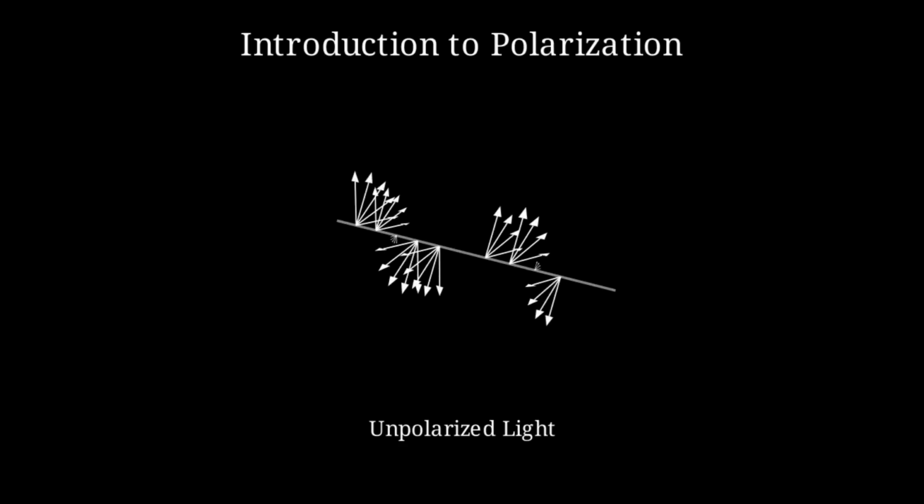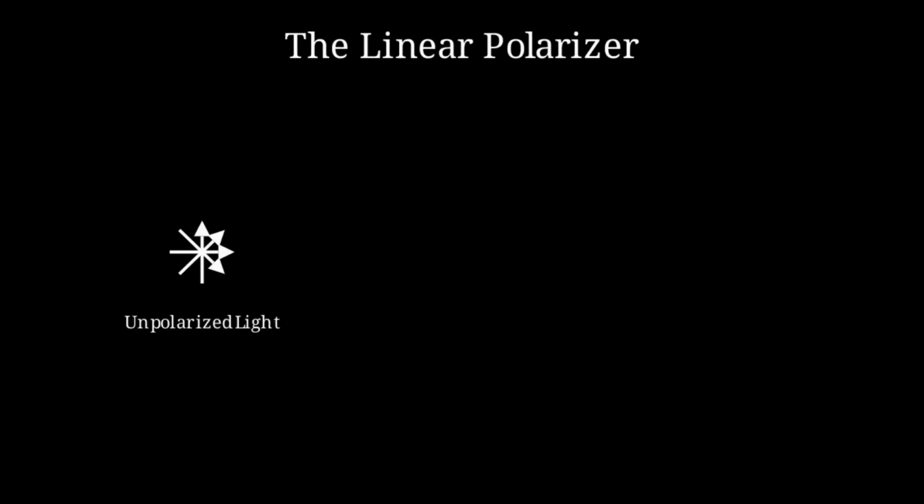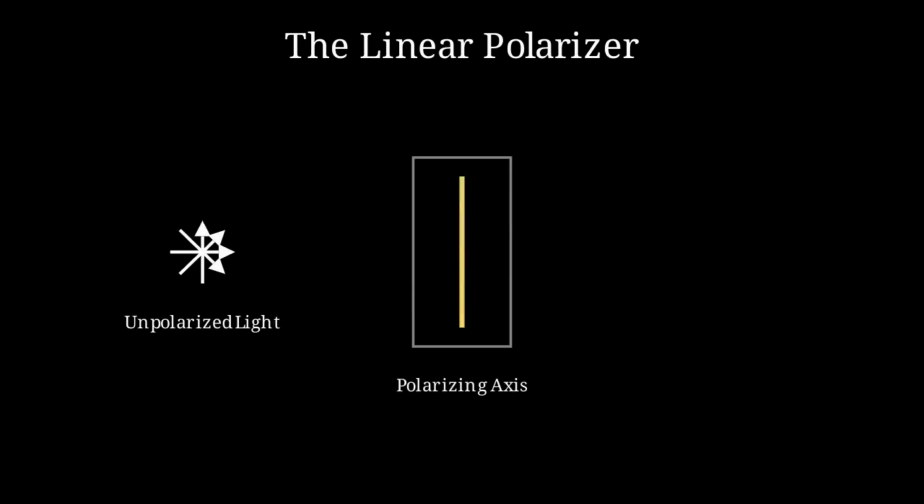To understand Malus's law, we must first look at unpolarized light. In this state, light waves vibrate in multiple planes perpendicular to the direction of travel. When unpolarized light passes through a polarizing filter, only the components of the wave aligned with the filter's axis are allowed through, resulting in linearly polarized light.